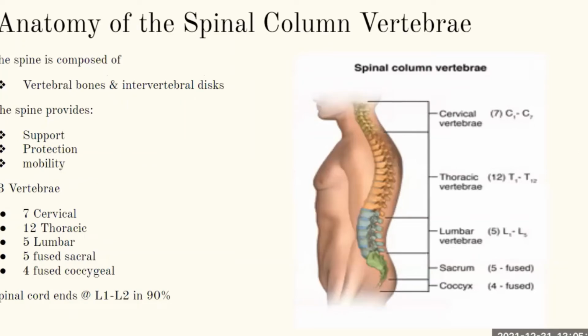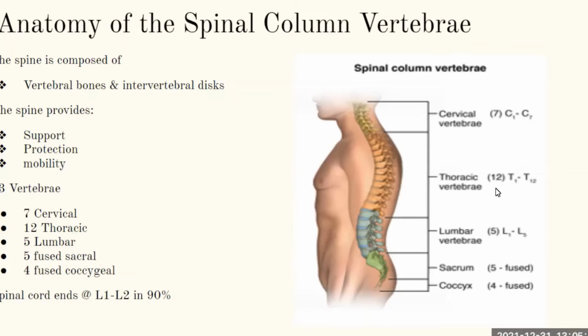So the first slide talks about the anatomy of the spinal cord vertebrae. The spinal cord is composed of vertebral bones and intervertebral discs. The goal of the spinal cord is to provide support, protection, and mobility. Looking at the picture on your right, we have the cervical vertebrae, which is composed of 7 vertebrae from C1 to C7. We have the thoracic vertebrae, composed of 12 vertebrae, T1 to T12, lumbar, 5 vertebrae, L1 to L5, sacrum, which is composed of 5 fused vertebrae, and your coccyx, which is composed of 4 fused vertebrae. In total, we have 33 vertebrae. And your spinal cord normally ends at L1 to L2 in roughly 90% of the population.